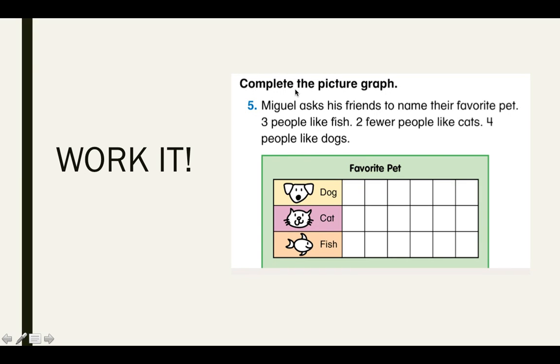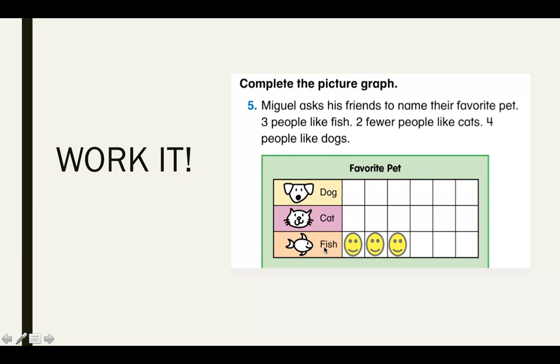It's your turn. Let's read the problem. The directions say complete the picture graph. Miguel asks his friends to name their favorite pet. 3 people like fish. 2 fewer people like cats. 4 people like dogs. So this one is going to be a challenge for some of you, but I want you to think about it. What do you notice about the story? What is it asking us to do?